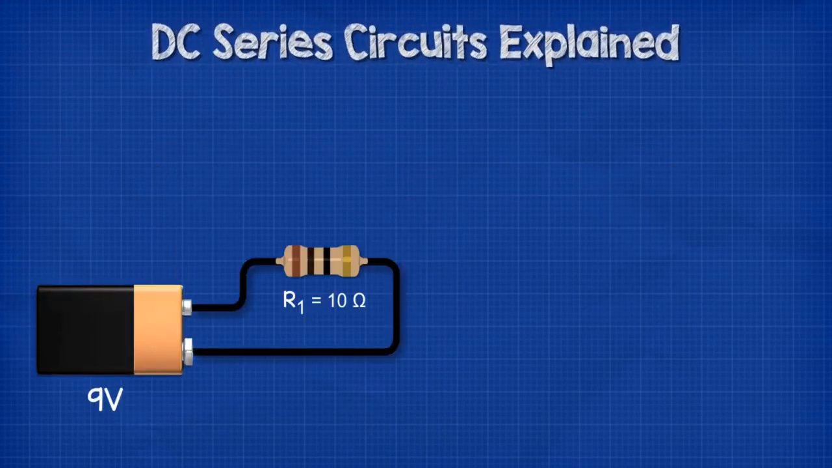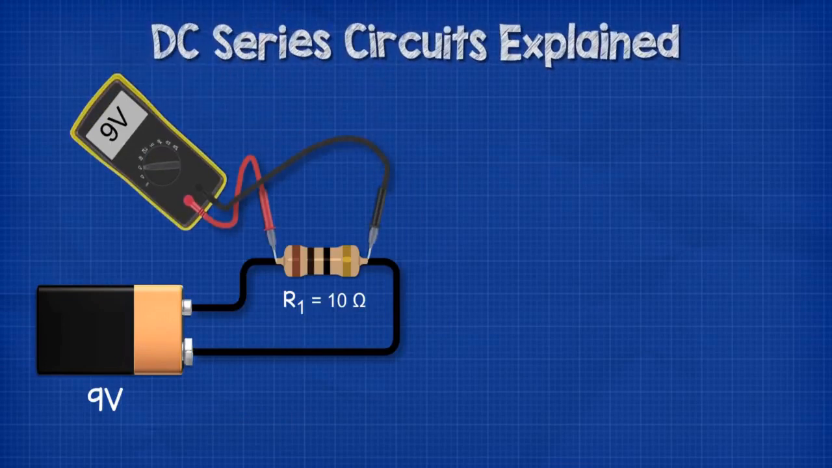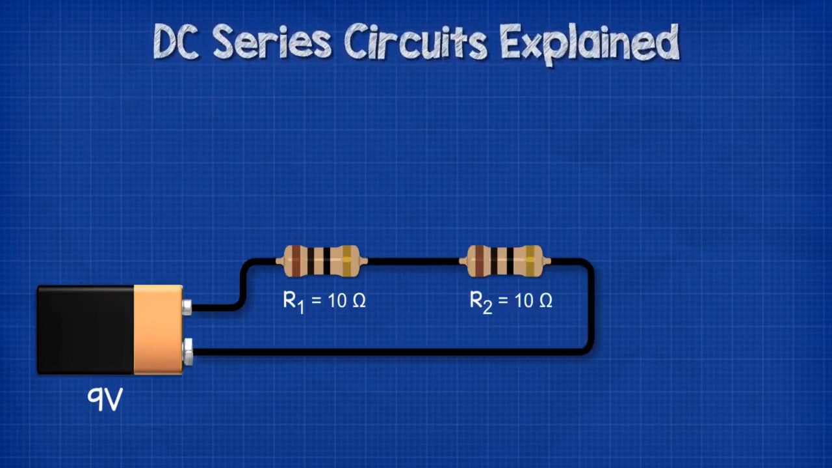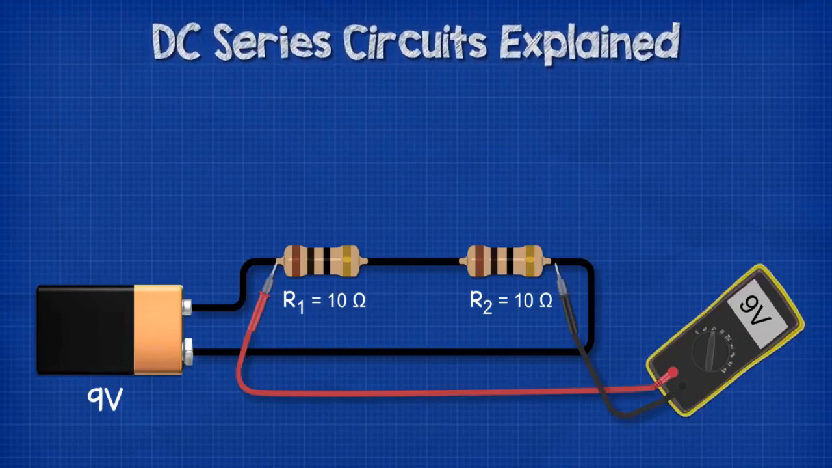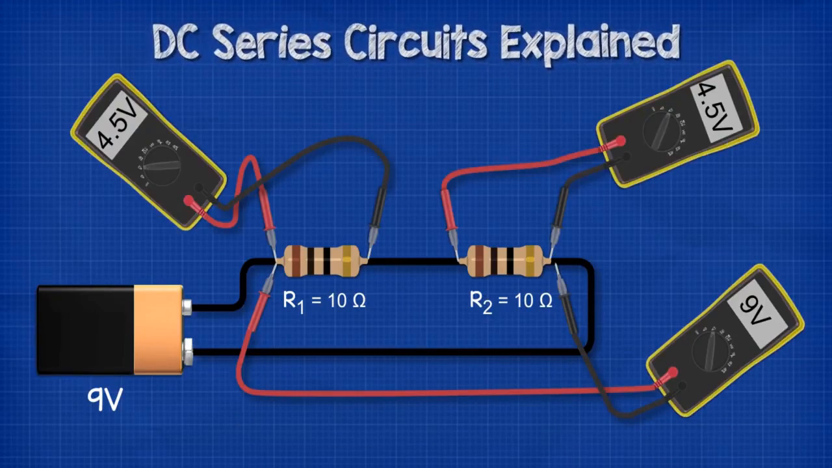Let's take a 9 volt battery and add an R1 resistor of 10 ohms to the circuit. If we use a multimeter to measure across the resistor, we get a voltage reading of 9 volts. If we add another 10 ohm resistor, we get a reading of 9 volts across the 2 resistors, but we get a reading of 4.5 volts if we measure across either of the resistors individually. So the resistors are dividing the voltage.